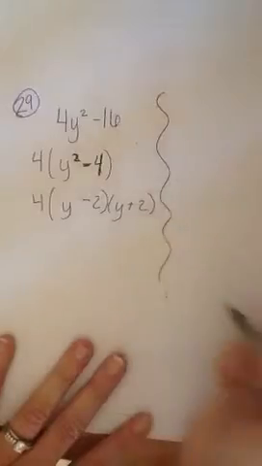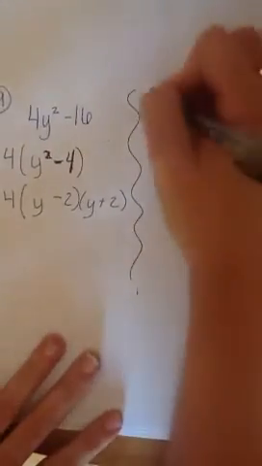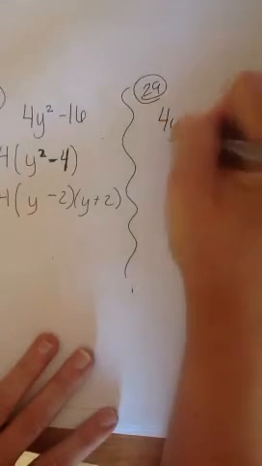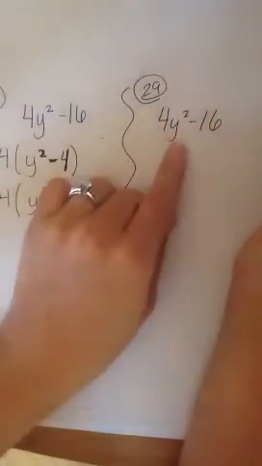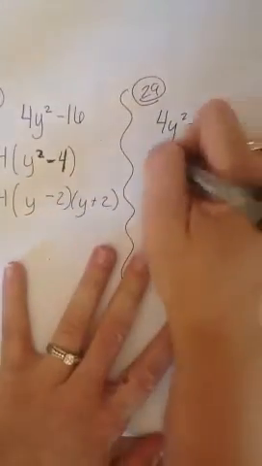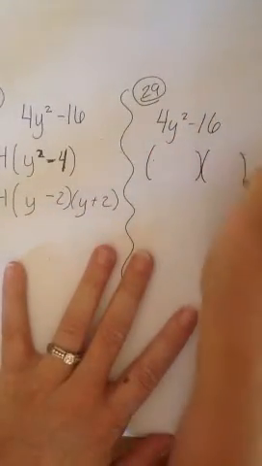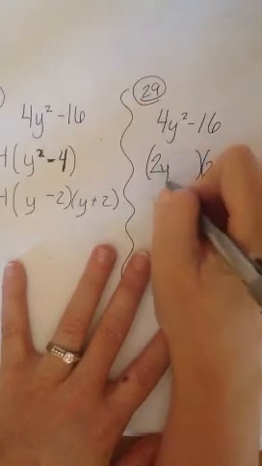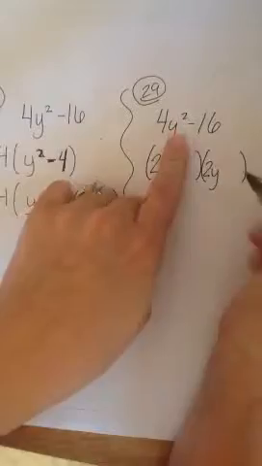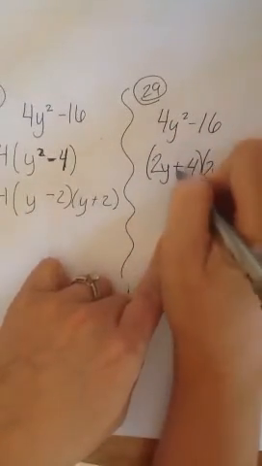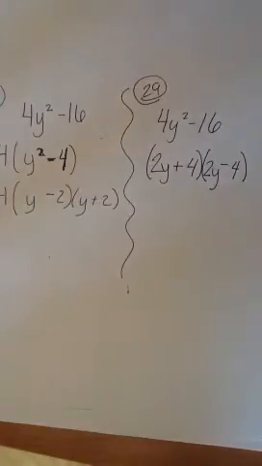Now, if you do this another way, I'm going to show you this. So this is 29, another way. 4y squared minus 16. I bet you looked at this and said perfect square, perfect square, perfect square. And you said you need 2 binomials. 2 times 2 is 4. Y times y is y squared. 4 times 4 is 16. 1 negative, 1 positive. Nothing's wrong with that.